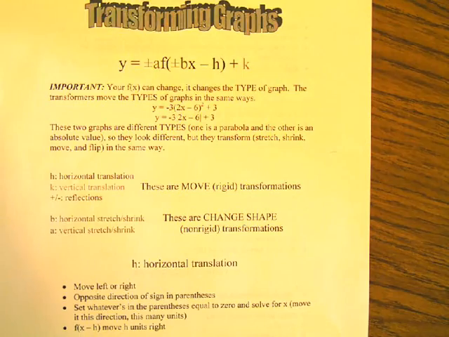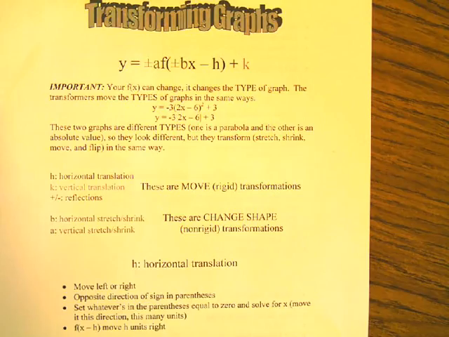So these are what each one of these stands for. The H is horizontal translation, so moving left or right. The K is a vertical translation, so moving up or down. The plus or minus reflect the graph. A plus or minus on the outside is a vertical reflection, so flipping something over vertically.